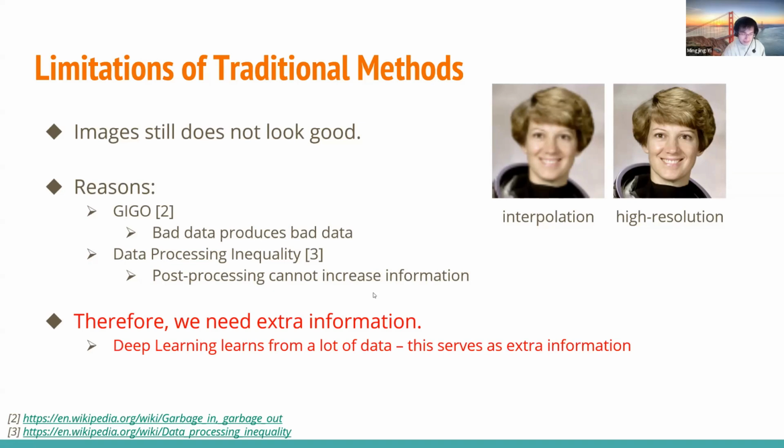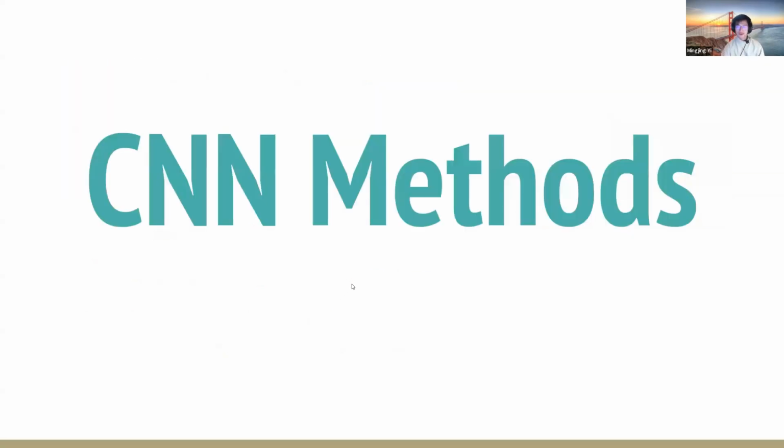So the idea to actually improve this method is to gain more extra information. Naturally, we can think of deep learning based methods, because the model itself is a source of data: it learns a lot from the database, and it's a pre-trained model. So it can serve as extra information, and we can use it for super resolution in image processing. And now let me hand over to Beilong to talk about the CNN-based methods.